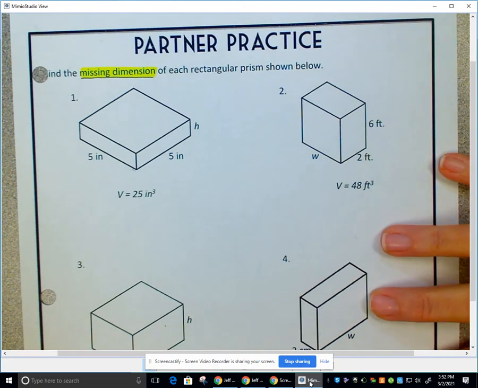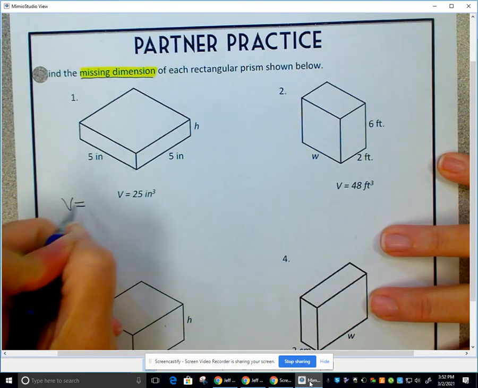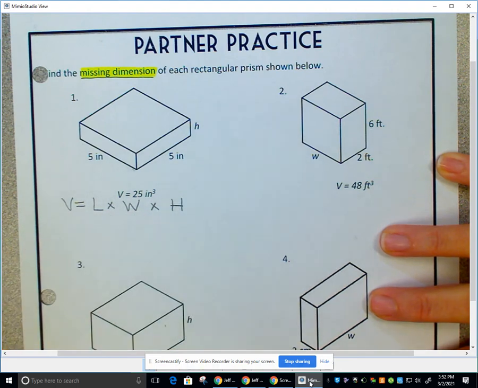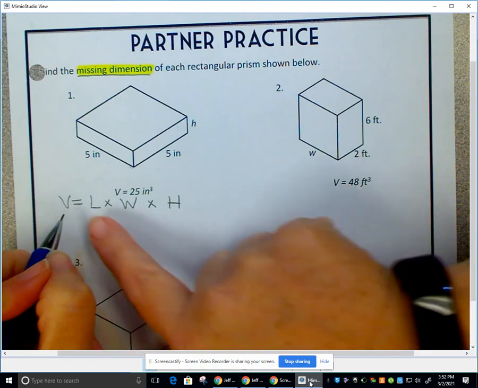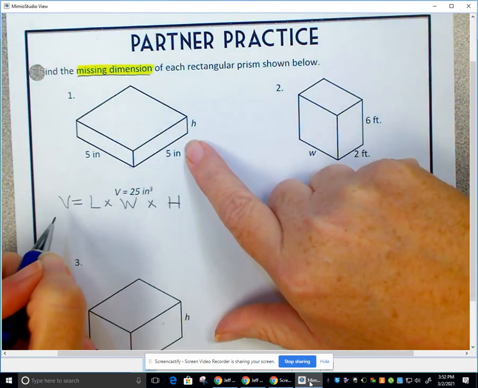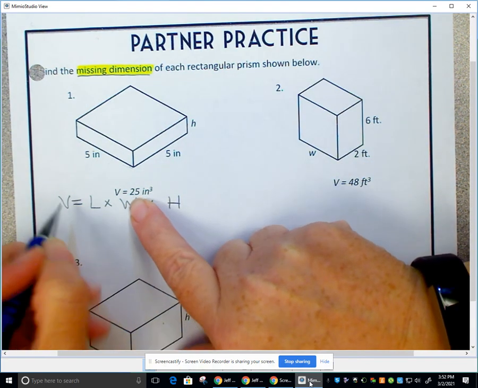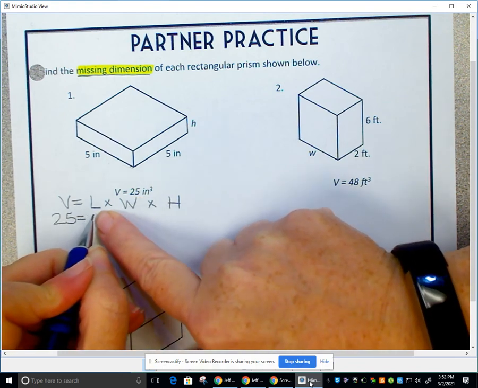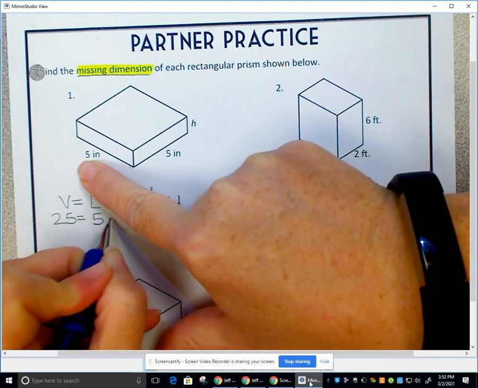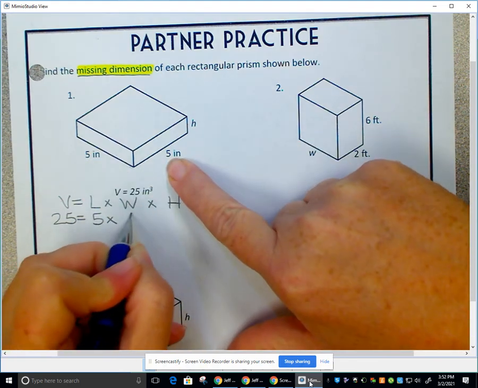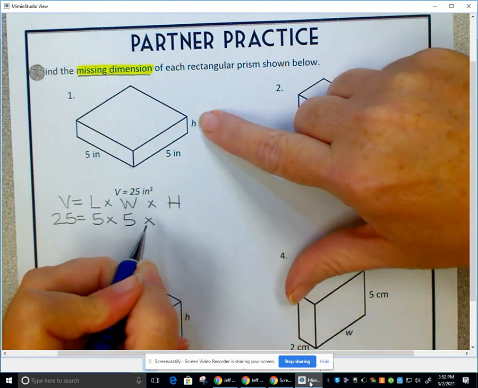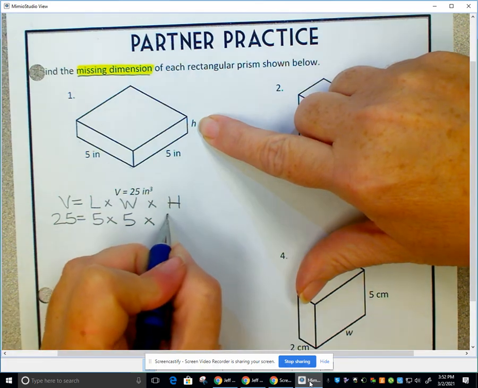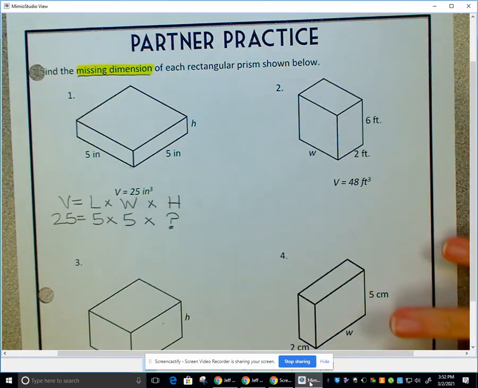Once again, let's write our formula. Volume equals length times width times height. Okay? Now, let's fill in what we know. Volume, they're giving me this right here. The volume is 25. Bring my equal sign down. The length, we'll put 5 here, times the width, we'll put 5, times, here's the height. And the height, we don't know.